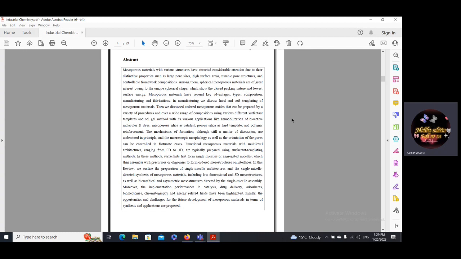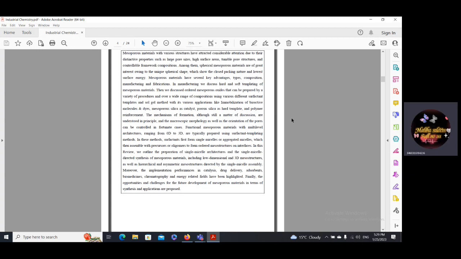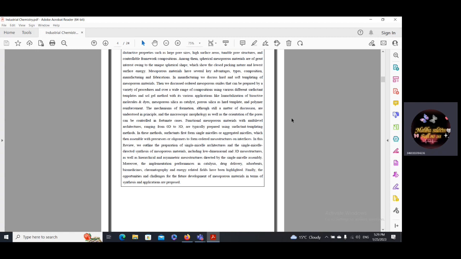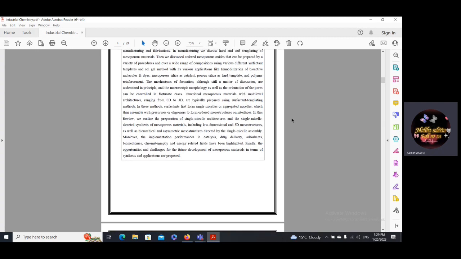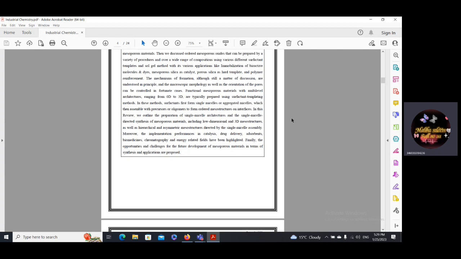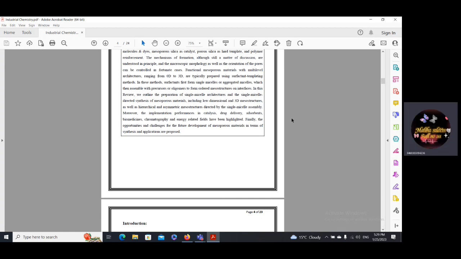In this review, we outline the preparation of single micelle architectures and the single micelle-directed synthesis of mesoporous materials, including low dimensional and 3D structures, as well as hierarchical and asymmetric mesoporous structures formed by single micelle assembly. Moreover, their performances in catalysis, drug delivery, adsorbents, biomedicine, chromatography, and energy-related fields are highlighted. Finally, the opportunities and challenges for future development of mesoporous materials in terms of synthesis and applications are proposed.